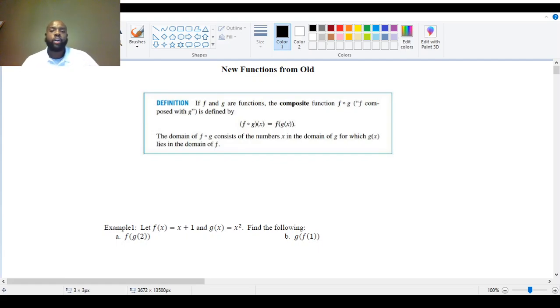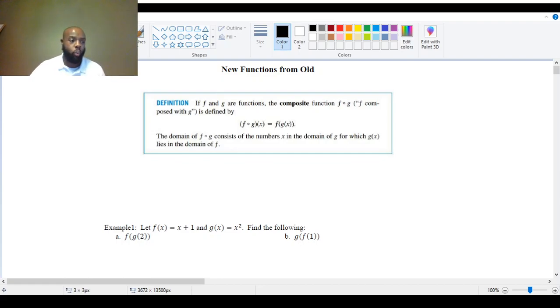In this video, we're going to talk about two things: new functions from old functions, as well as power functions. We've already talked about linear functions, exponential functions, and logarithmic functions. Now we're going to look at more algebraic type functions. One thing about algebraic type functions is that you can combine them in different ways, and based off of the ways that you combine them, you can create more complicated functions, right?